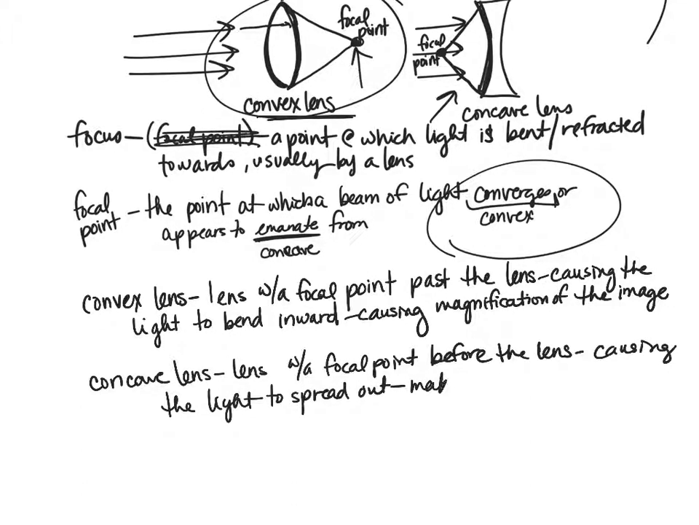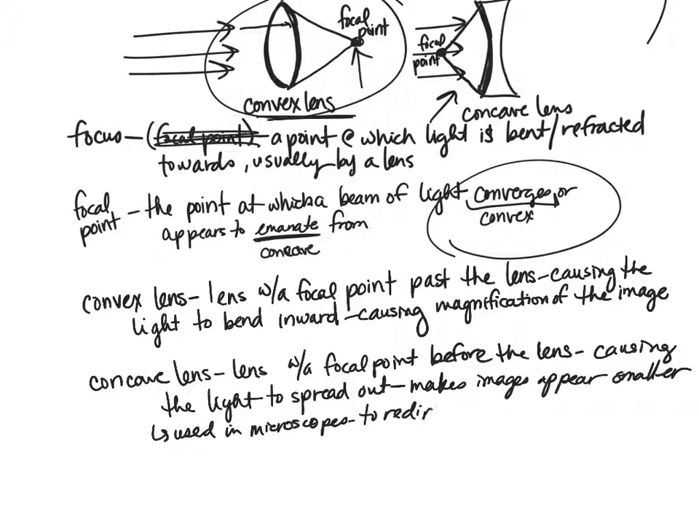And then this makes images appear smaller, which is not typically what we're doing in microbiology, because we want to make things bigger. Sometimes, however, this is used in microscopes to redirect the light path. And we'll see that later when we talk about the different microscopes.